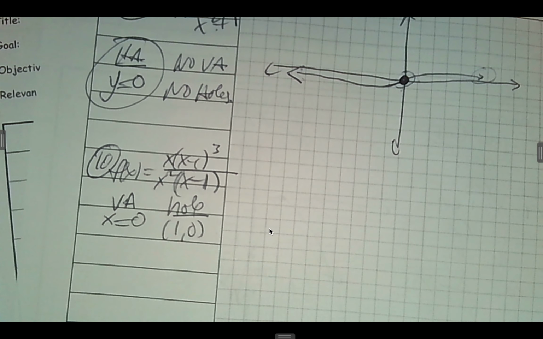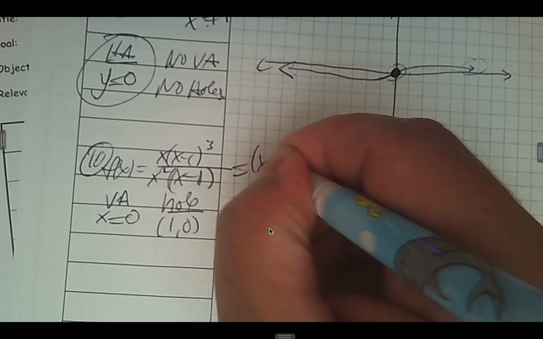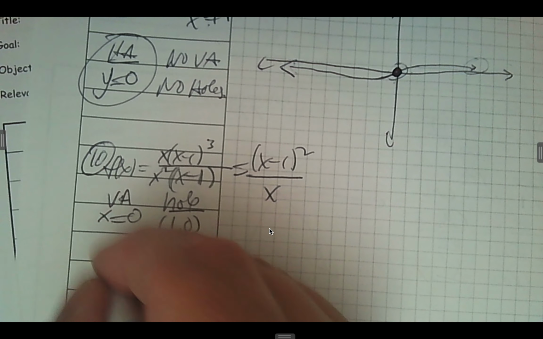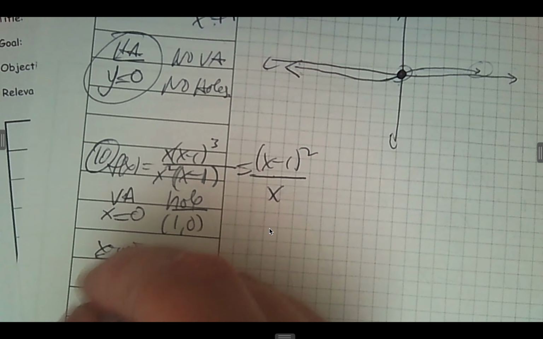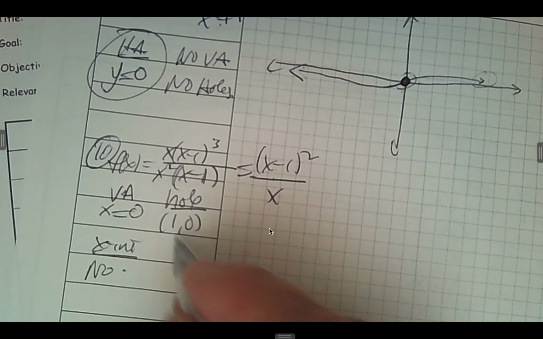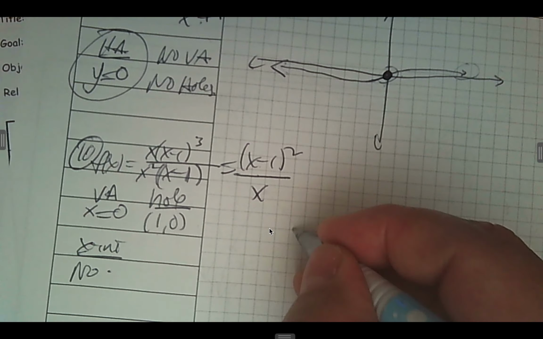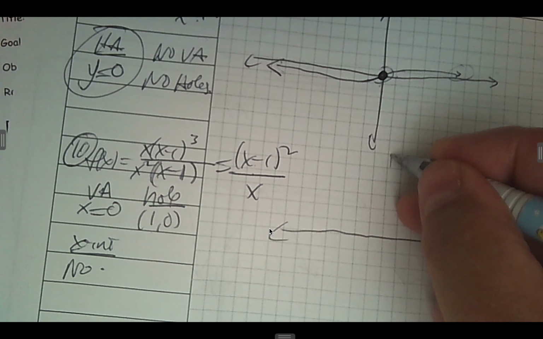We didn't find any intercepts. When we simplified this, we got x minus 1 squared over x. That's what it looked like when we simplified it. So there is an x-intercept at positive 1, but actually there's no x-intercept because at positive 1 there's a hole, and there's a vertical asymptote at 0. So let's just see how far we get here. If we need to add some things for my sketch, then that's what I'll do.